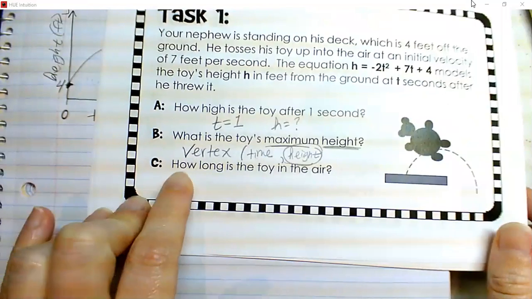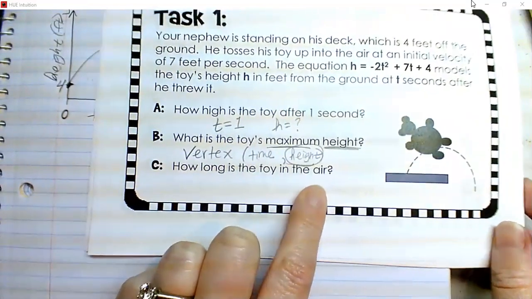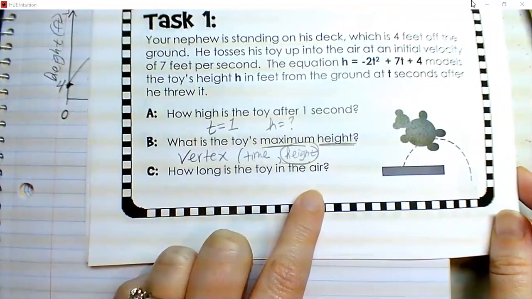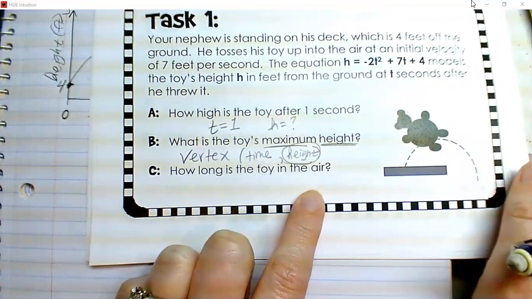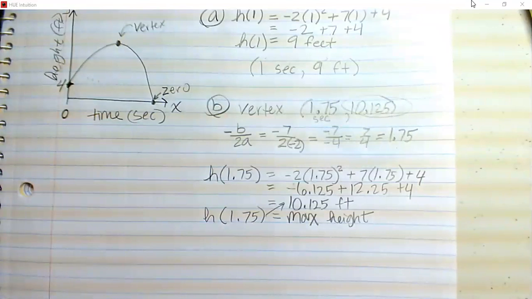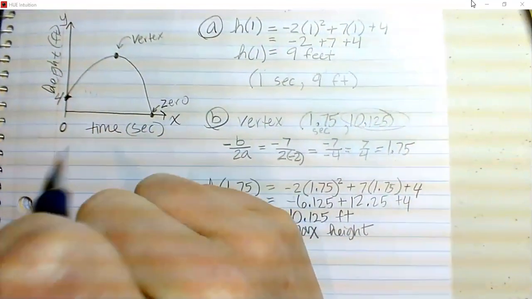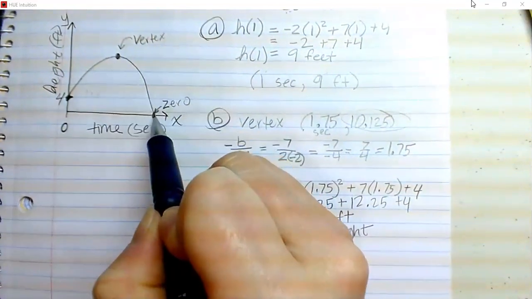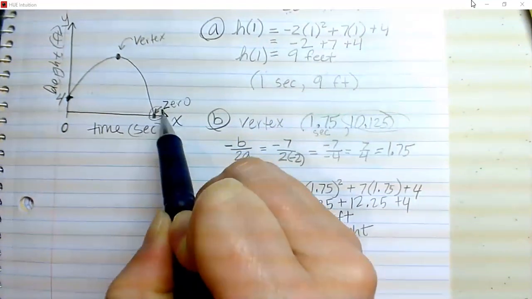Part C, how long was the toy in the air? So what does that want to know? Another way of asking that is, when does the toy hit the ground? How long was it in the air, or when does the toy hit the ground? What are we trying to find here?